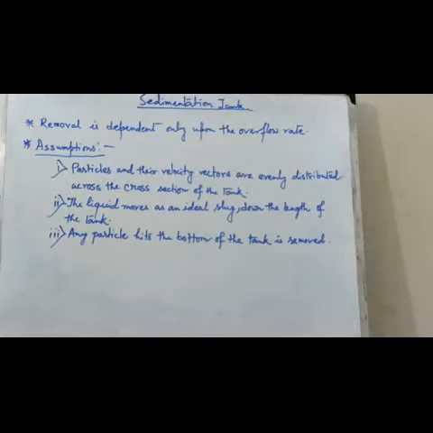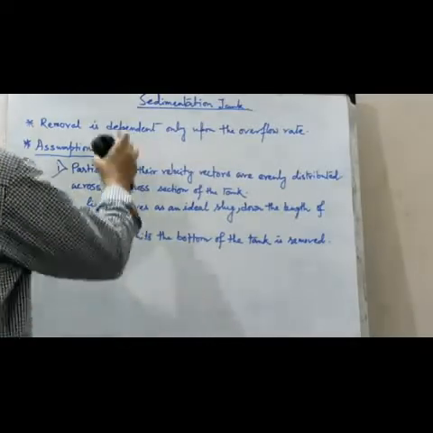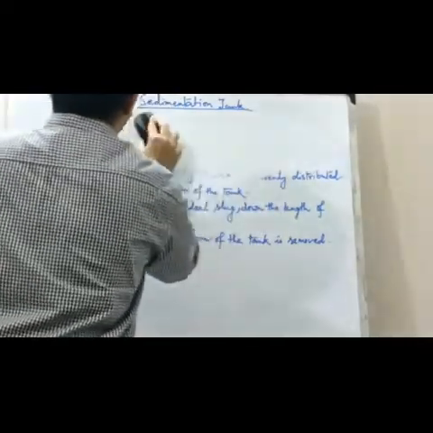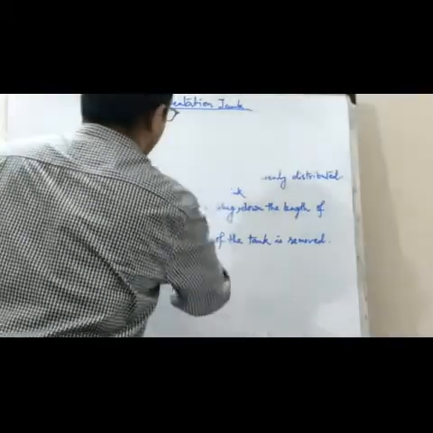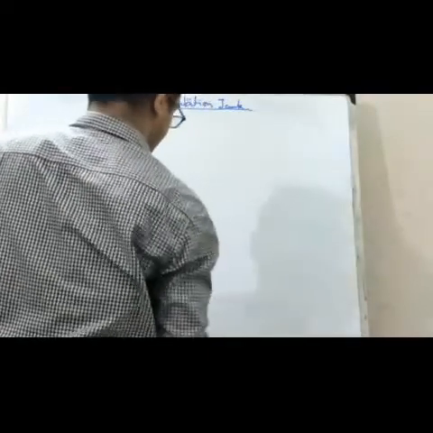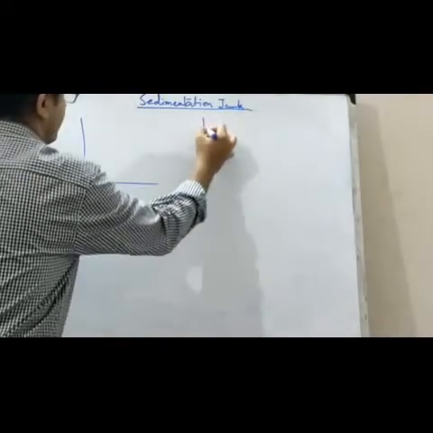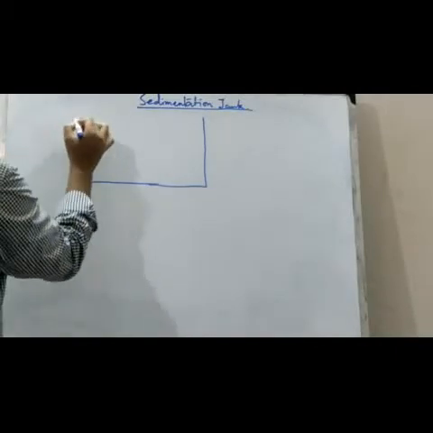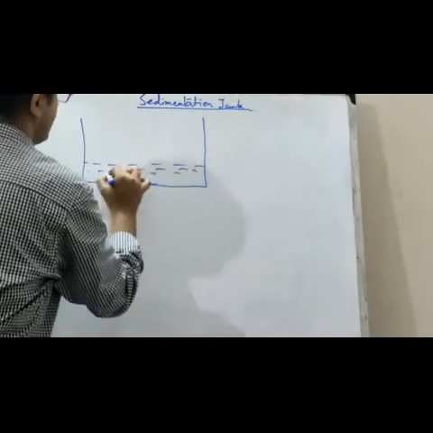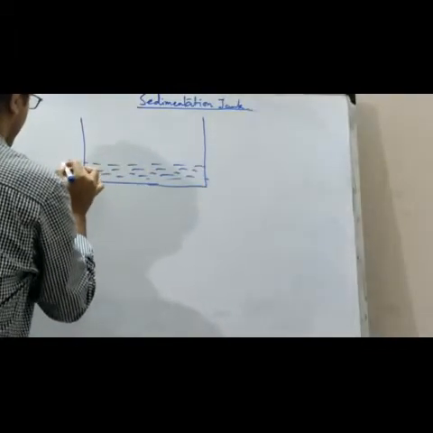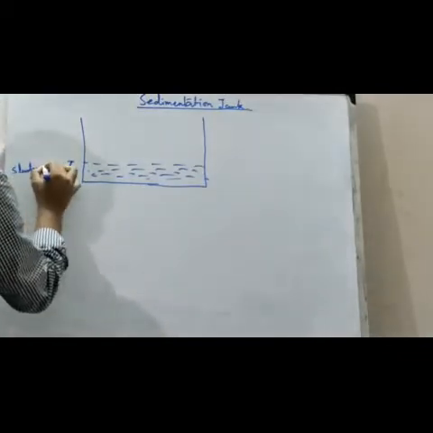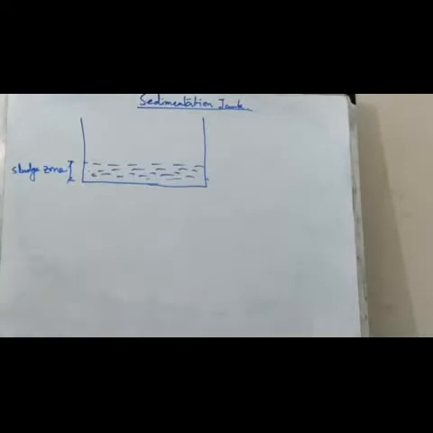Now please draw a diagram of the sedimentation tank. Suppose this is a sedimentation tank, that means a rectangular sedimentation tank. And this is actually the sludge zone of the tank.